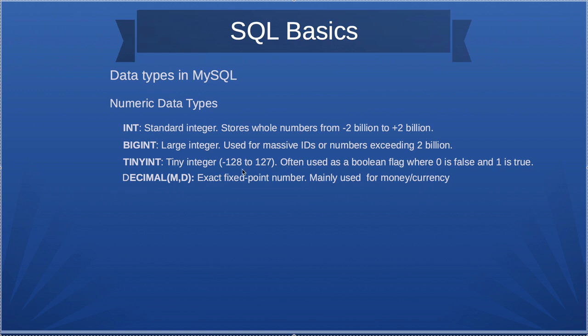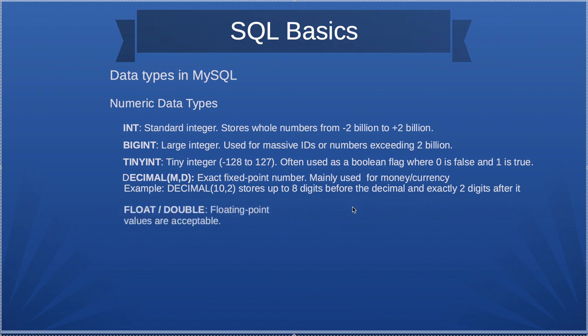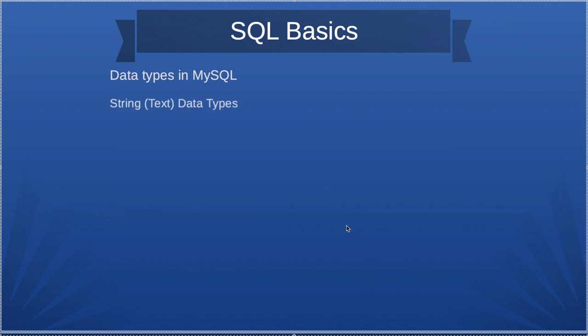It's decimal(M,D). So what is M comma D? For example, if you say 10 comma 2, it will store 8 digits before the decimal and exactly 2 digits after it. If you put 18 comma 2, it will be 16 for the digits and 2 for the decimal. Okay, so that is the use of decimal. And float and double are floating point numbers used for scientific data where approximation matters. Okay, so we use float and double in those cases. Now let us see the string data types.